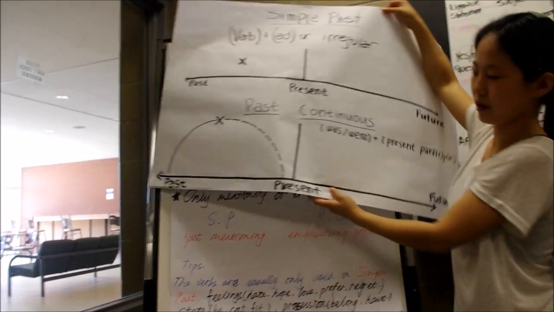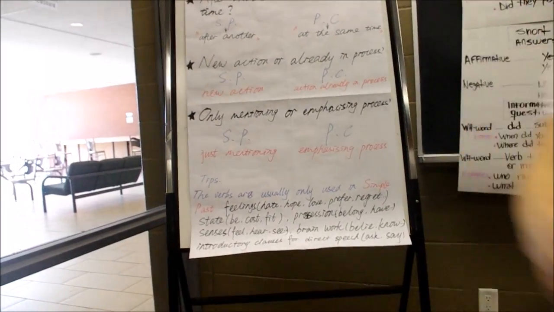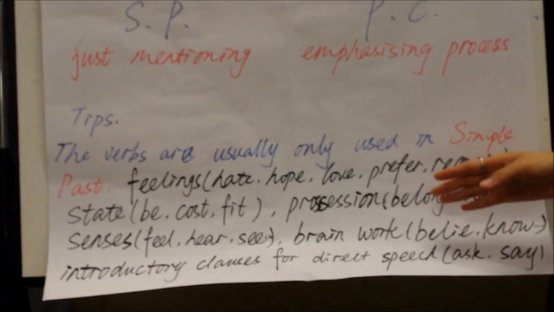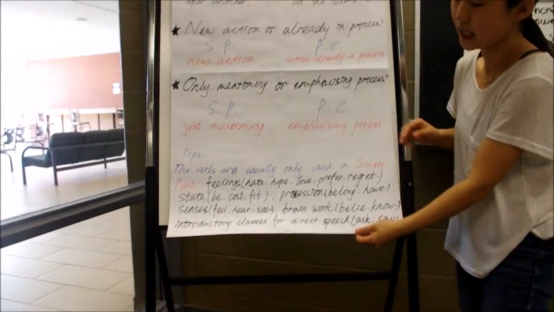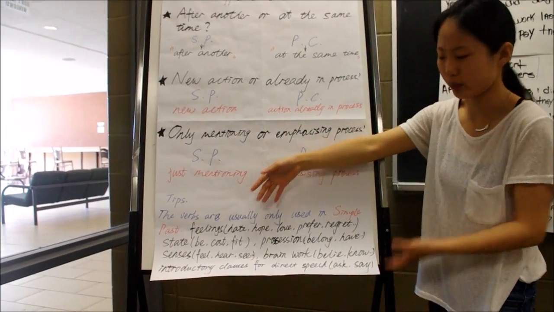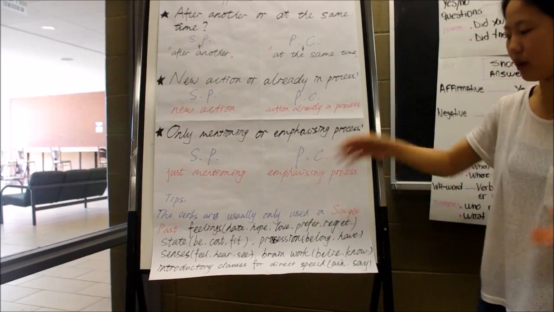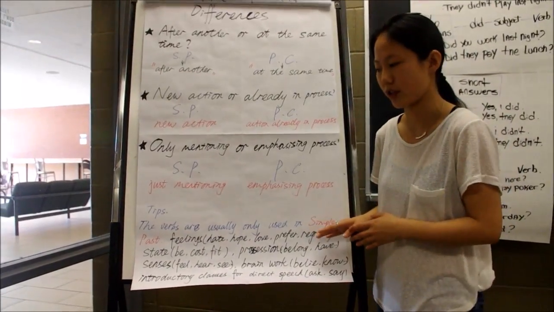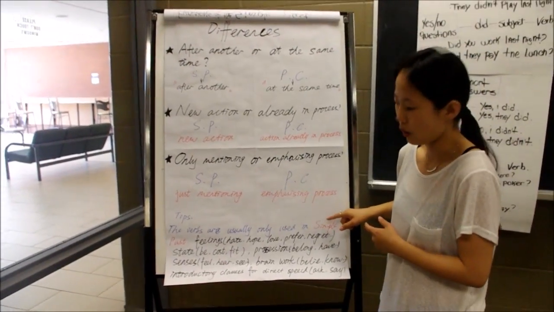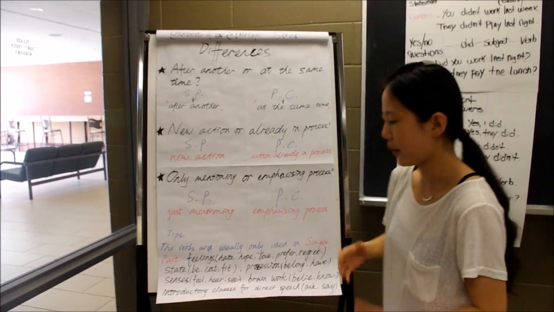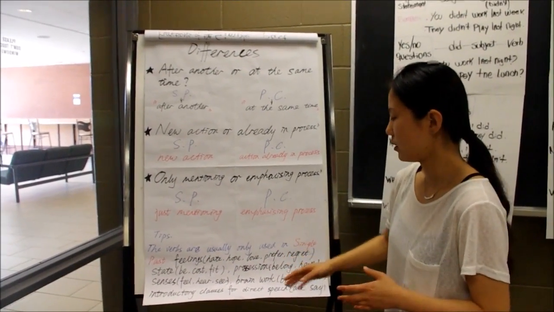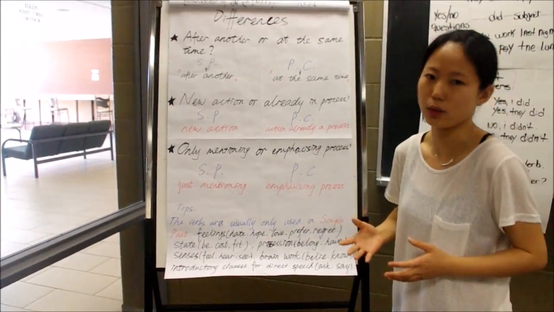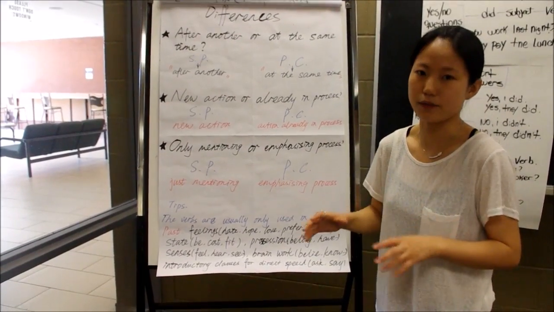What's more, I want to talk about some tips for you on how to use it. There are some verbs that usually we only use in the simple past tense, like feelings: hate, hope, love, prefer, regret, and so on. This kind of feeling we can only use in the simple past tense. What's more is the state, like be, cost, fit, something like that, or possession, like belong, have. We don't have a process for having a thing.